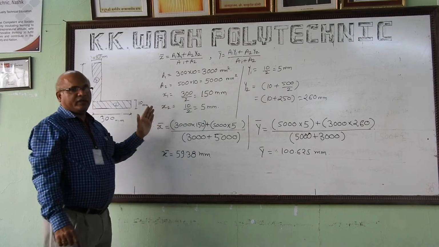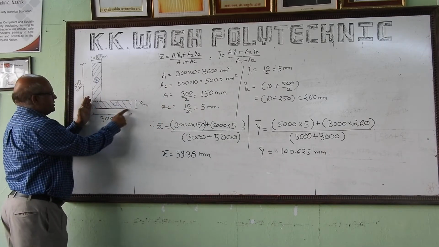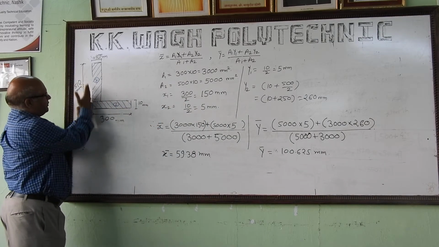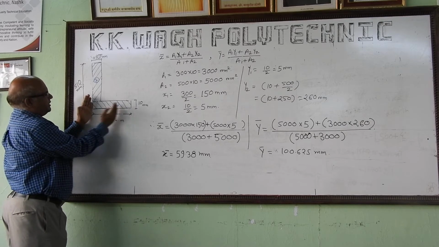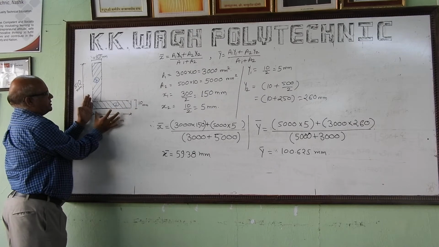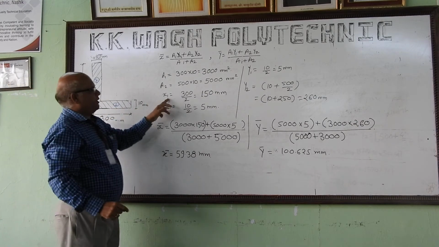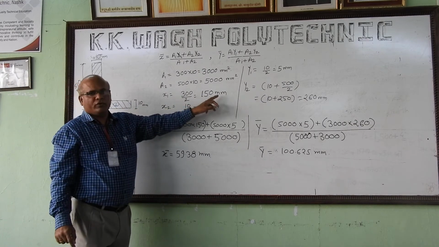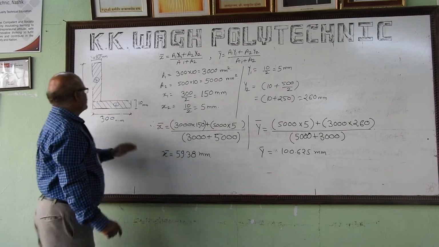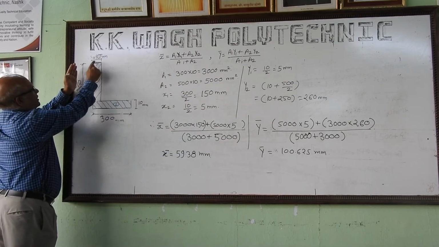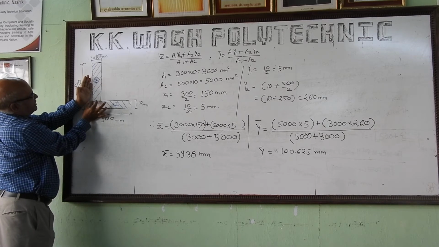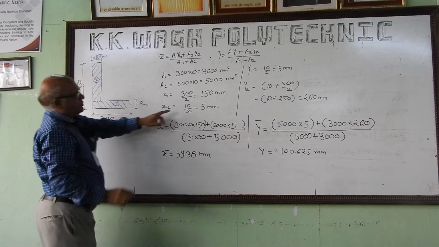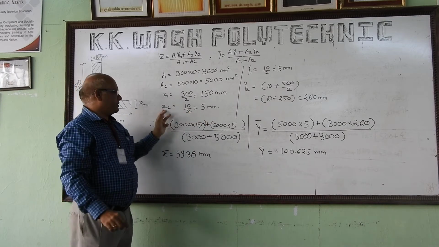X1 is the center of this rectangle measured from the left edge. So this is a rectangle, so naturally at half of the distance, 300 divided by 2 will be x1, 150 millimeters. X2, this is my second figure, center of this figure from the left edge. So width is 10, center of this is 5. So 10 by 2 is equal to 5 mm is x2.